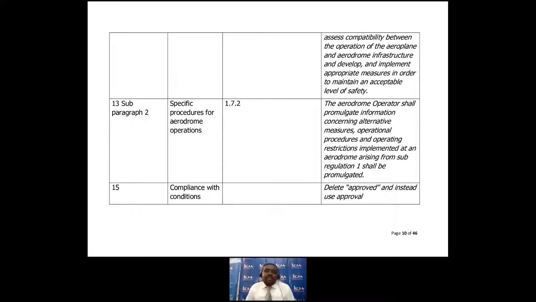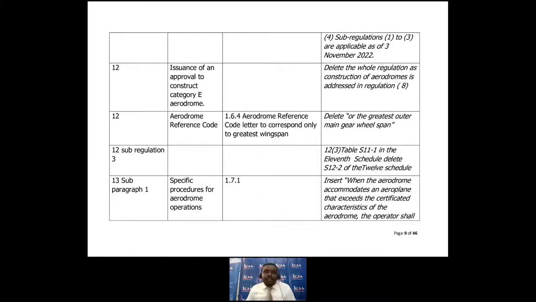This is when you have an aerodrome with a critical design aircraft or a group of aircraft, and then you intend to use an aircraft that has more critical characteristics that are considered higher than the design aircraft or the group of design aircraft. So that's where we need this provision.